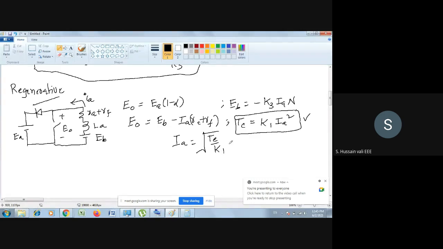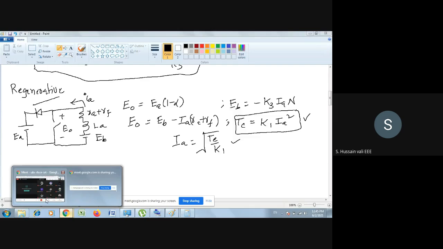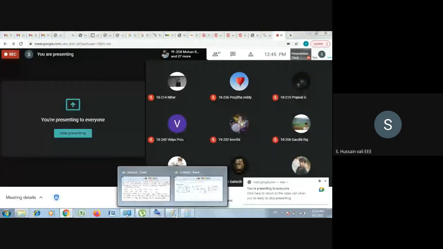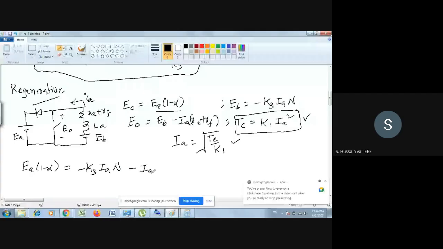So square root of T by K1. This is IA you got. Square root of T by K1. So then we go ahead with this. Then we substitute that. What is A into everything we substitute here. So A into 1 minus alpha is equal to EB minus K3 into IAN. So minus IA into RA plus RF.